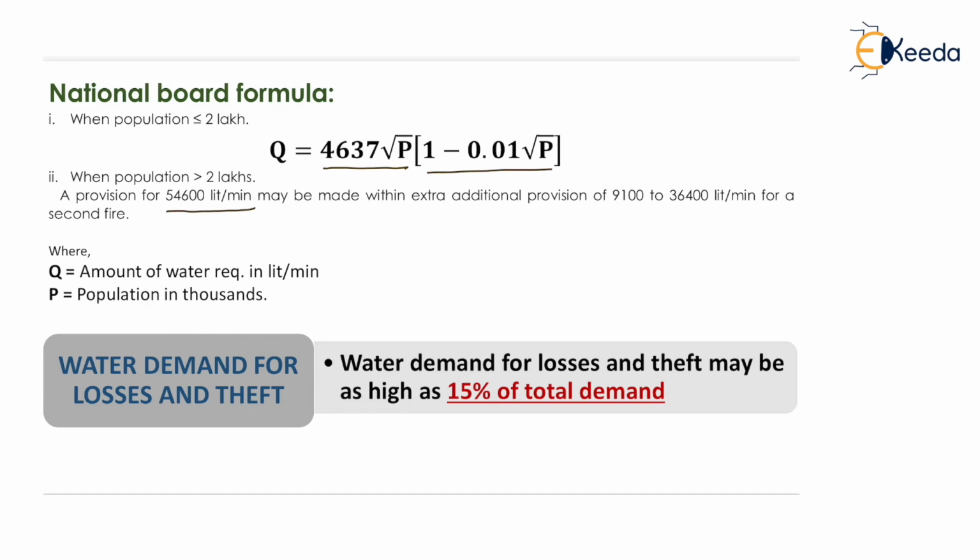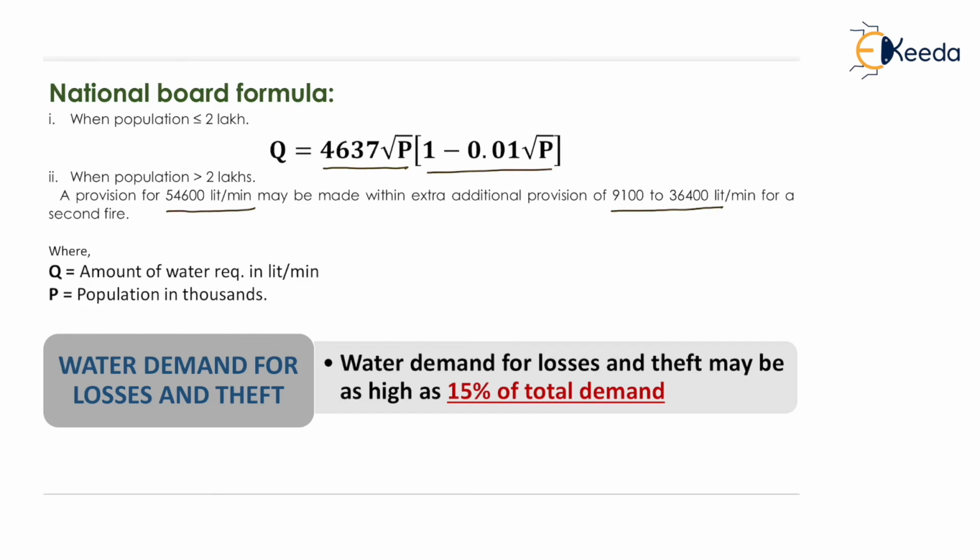Now we will describe this sentence in detail. Suppose that in a particular city a fire catches, and we want to extinguish that fire, so we will supply water at the rate of 54,600 liter per minute for the first fire. Suppose that after supplying this much water, the fire is completely extinguished. Now after some time, when a second fire catches again at the same place, we need to supply water at the rate of 9100 to 36,400 liter per minute for the second extinguishing.